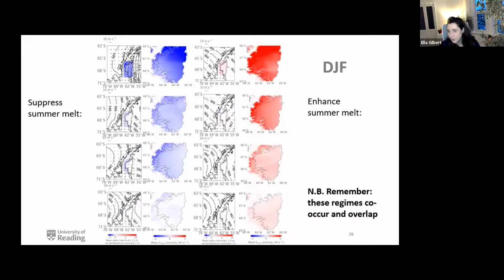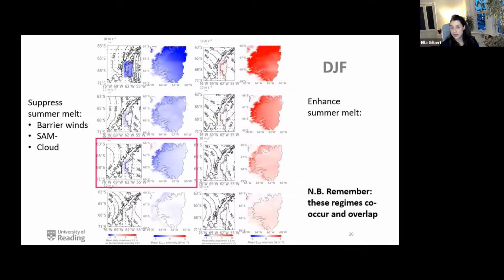So a little summary of some of the most important things that drive melting and suppress melting on Larsen C. I didn't go into too much depth about the ones that suppress it in the interest of time, but I'll just give you a brief rundown. The most important regime for suppressing melt is barrier winds, where we get very cold katabatic outflow from the continent. Then we've got negative SAM conditions, followed by cloudy conditions, and this, I should also say, is all for summertime. And then finally, we've got La Nina conditions.